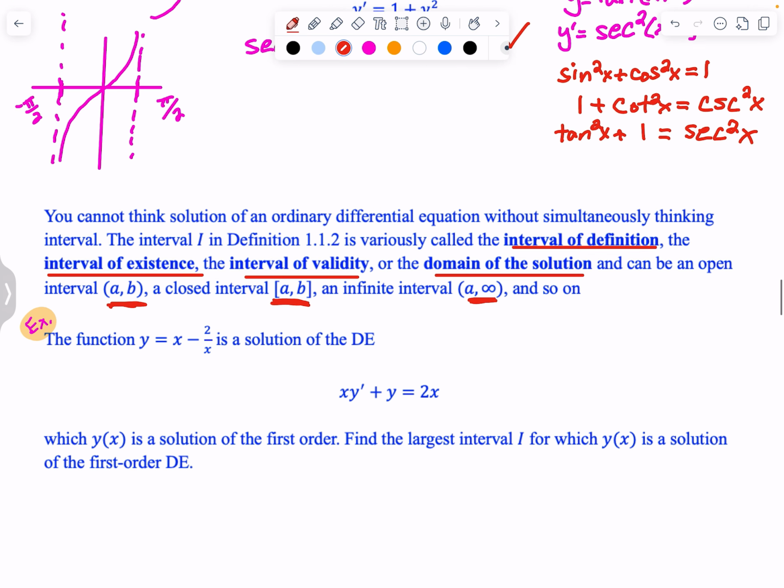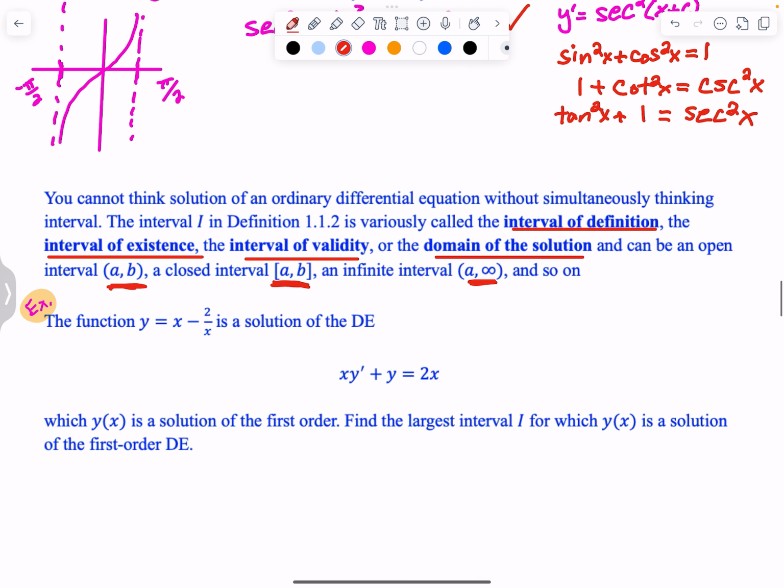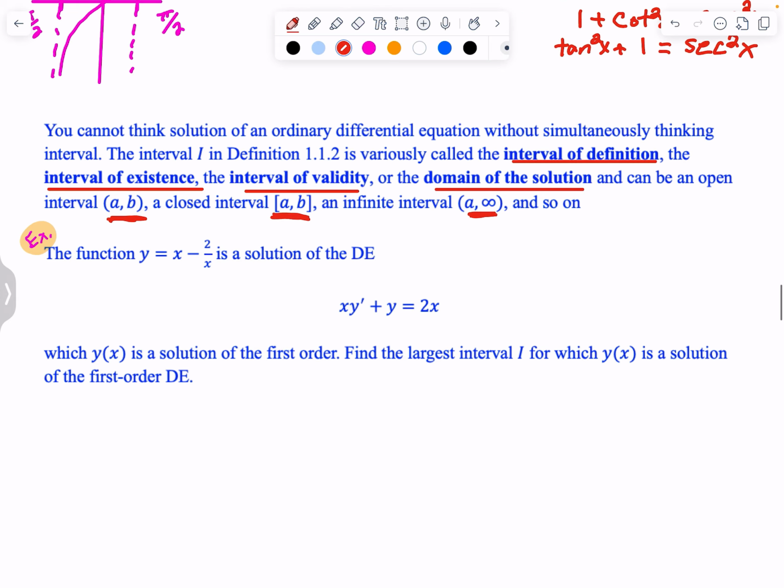So take a look here. It says the function y equals x minus 2 over x is a solution of the DE, that which y of x is a solution of the first order.